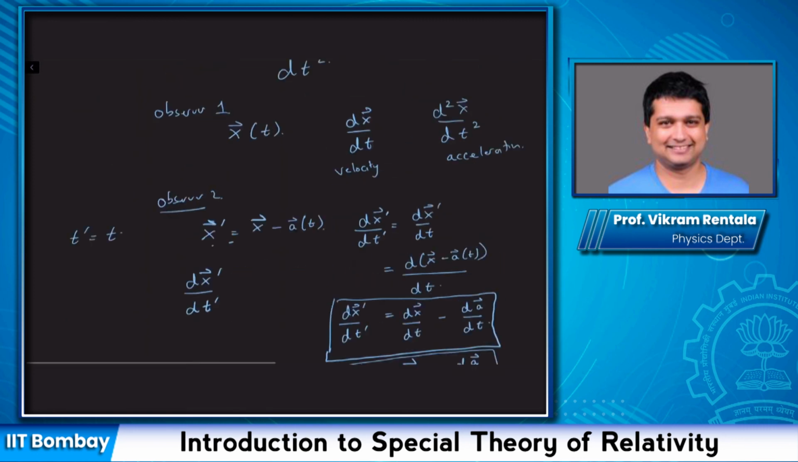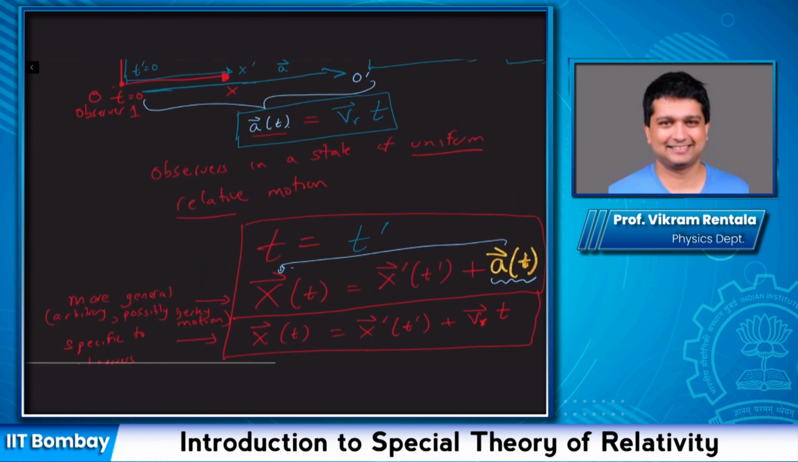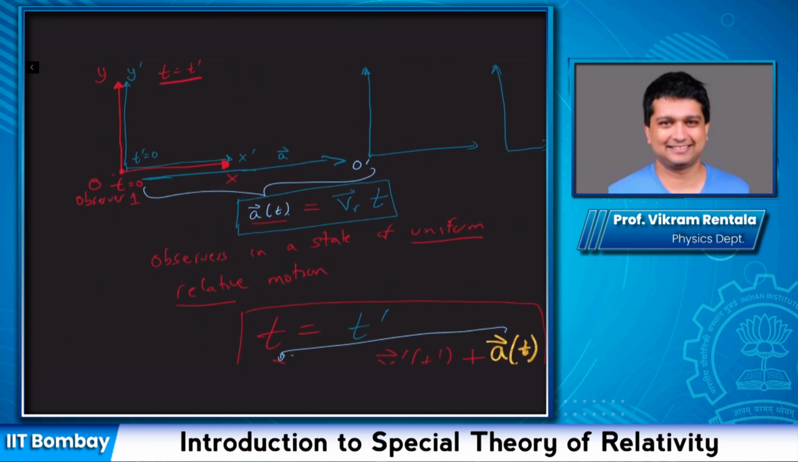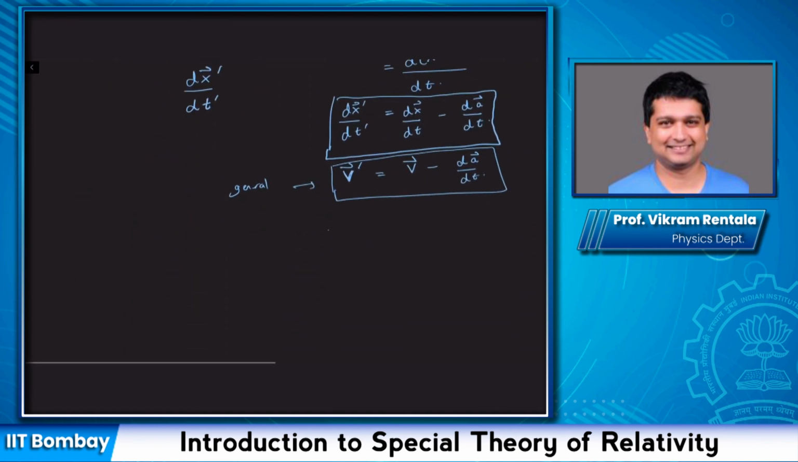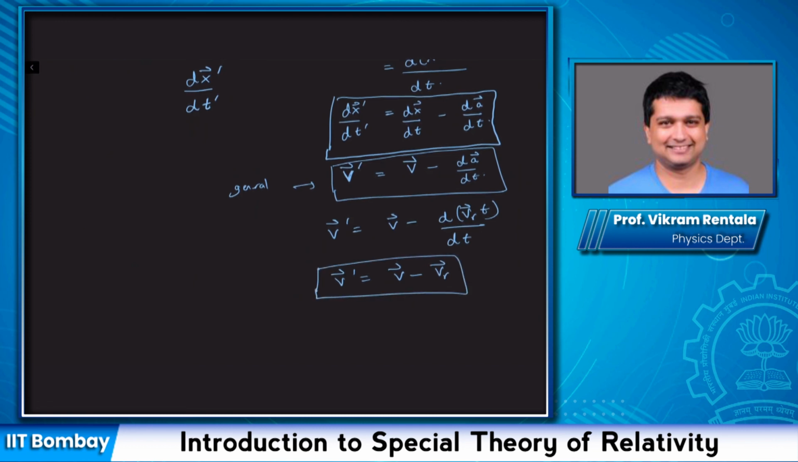So if the second observer is moving with a bar of t being this constant vector vr times t, so it's moving with a constant speed or constant velocity with respect to the original observer, observer 1. In that case, v bar prime would be v bar and this would be... okay. So this is now specific to uniform motion.